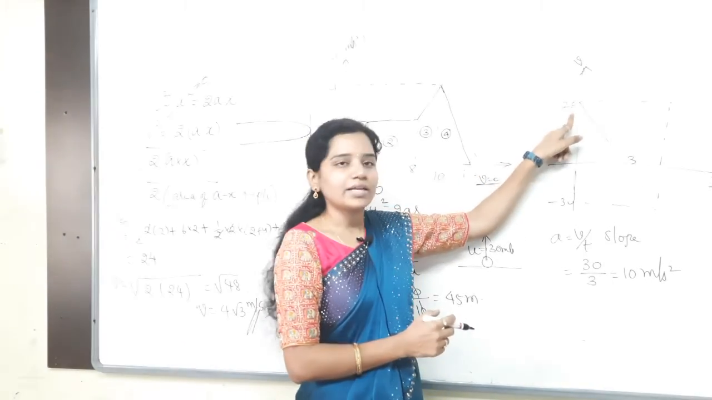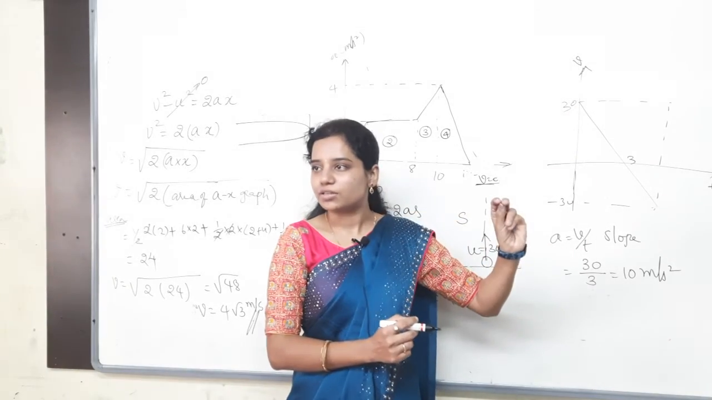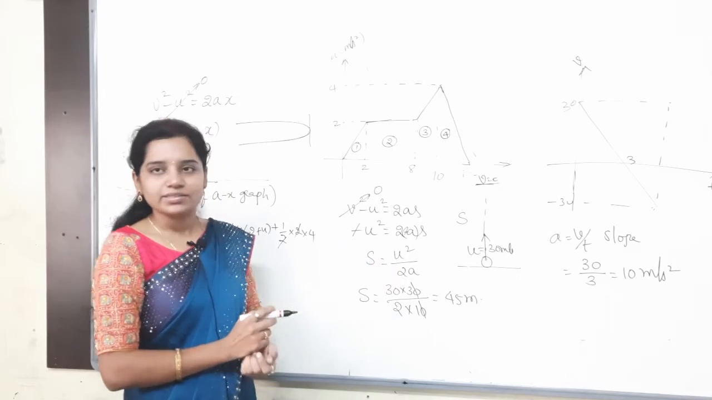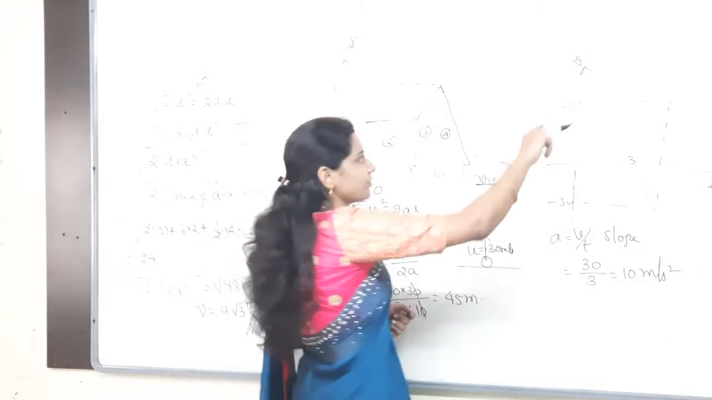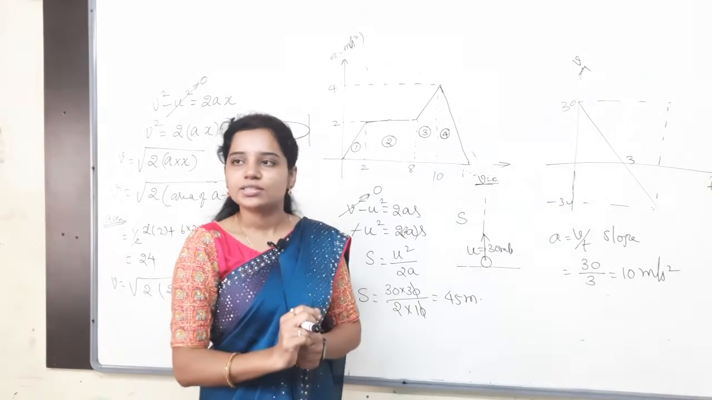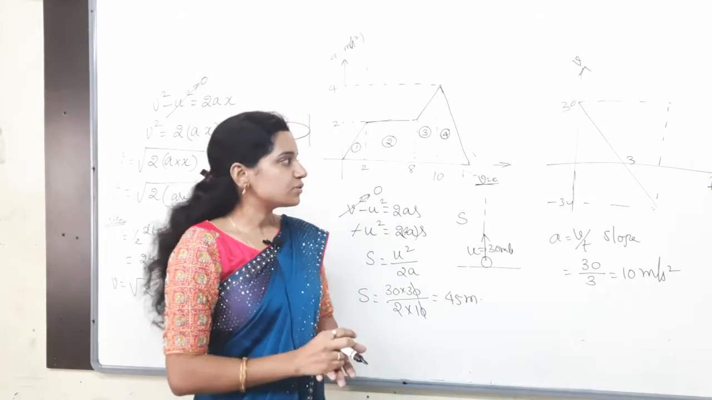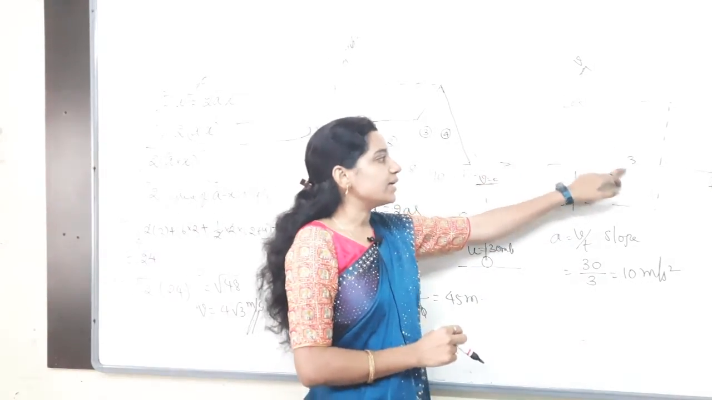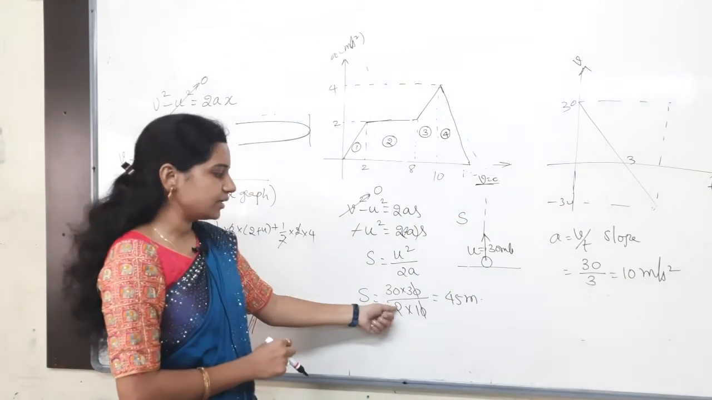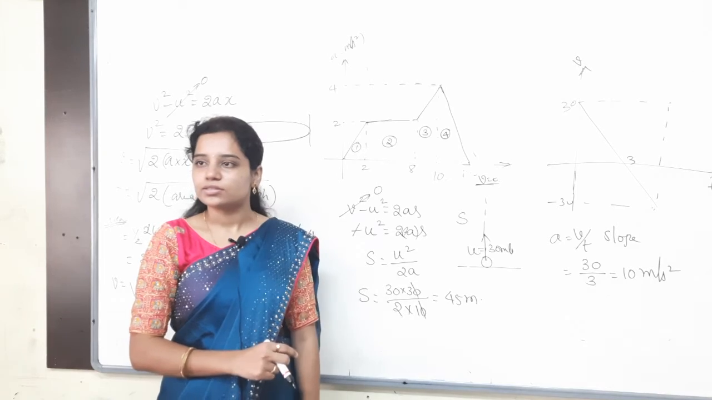The body is starting from 30. They said that in the question. So u is equal to 30. And then how to get the acceleration? Immediately see the graph. What have they given? A v-t graph. In a v-t graph, how to get the acceleration? Slope of the graph. What is the slope? 30 by 3. Then the acceleration is 10. Substitute that acceleration here, then you will get 45 meters as the answer.